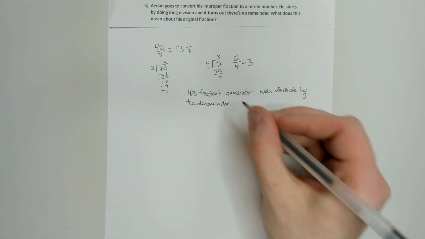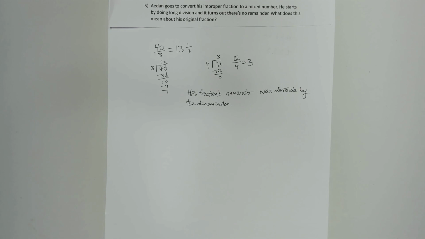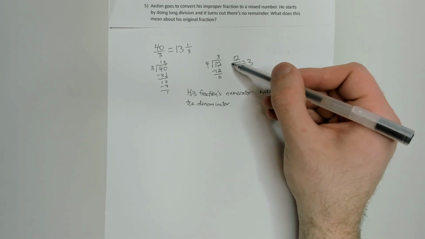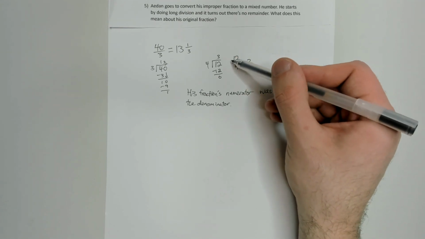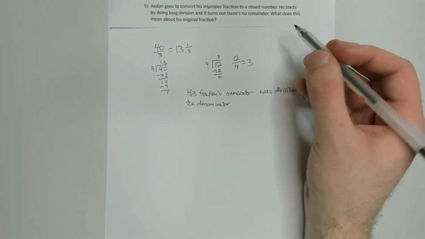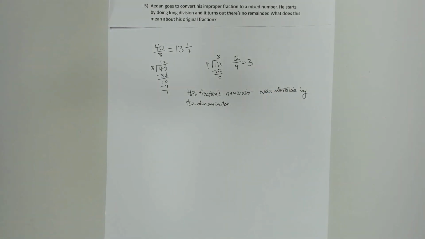Alright, so his fraction definitely wasn't simplified because it was divisible by the denominator, but it was the fraction that he started with, right? And we see here that we can have improper fractions like that, right? 12 over 4 is an improper fraction. It's just one that can be simplified, right? But if he didn't know that ahead of time and he tried to convert it, doesn't get a remainder, well, then he'll see that, yeah, it was actually divisible, right? There was no remainder. Yeah, so that's question 5, and that's all the problems.